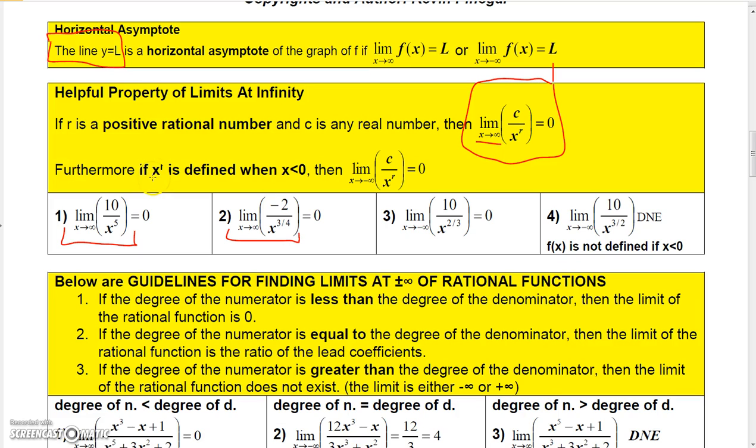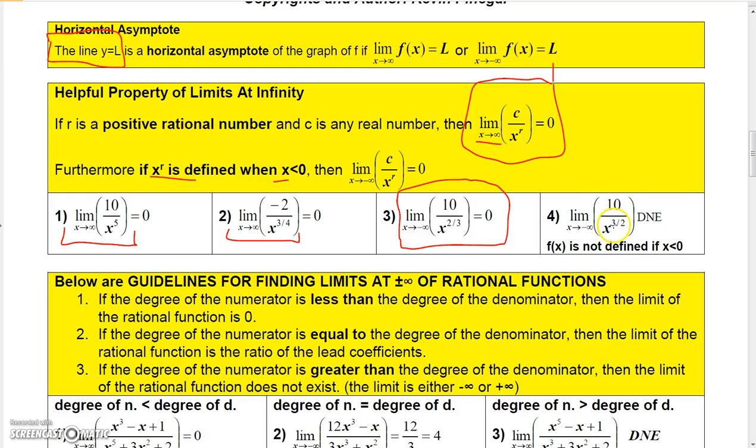Now, if x to the power is defined when x is less than 0, then the same is true when x goes to negative infinity. Okay, so here I have 10 over x to the 2/3. Well, x to the 2/3 is defined for negative numbers. So 10 over x to the 2/3 as x goes to negative infinity is 0.